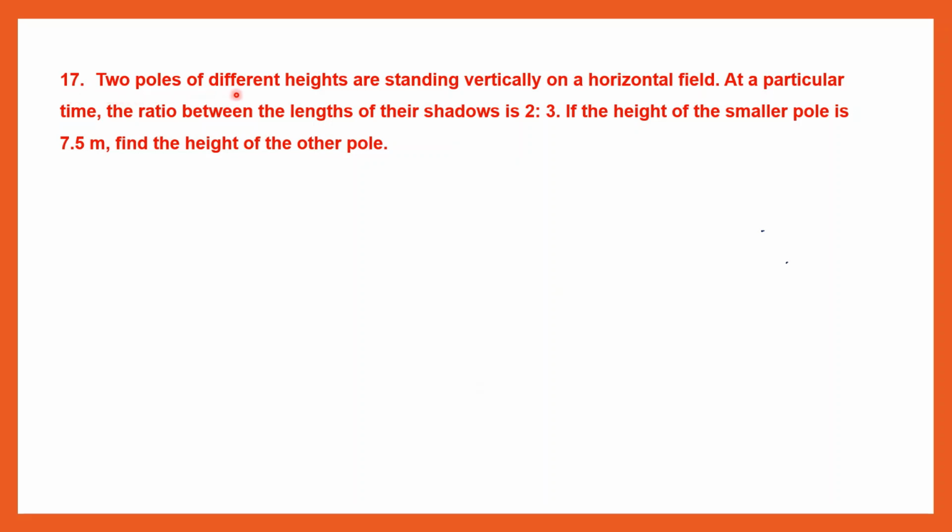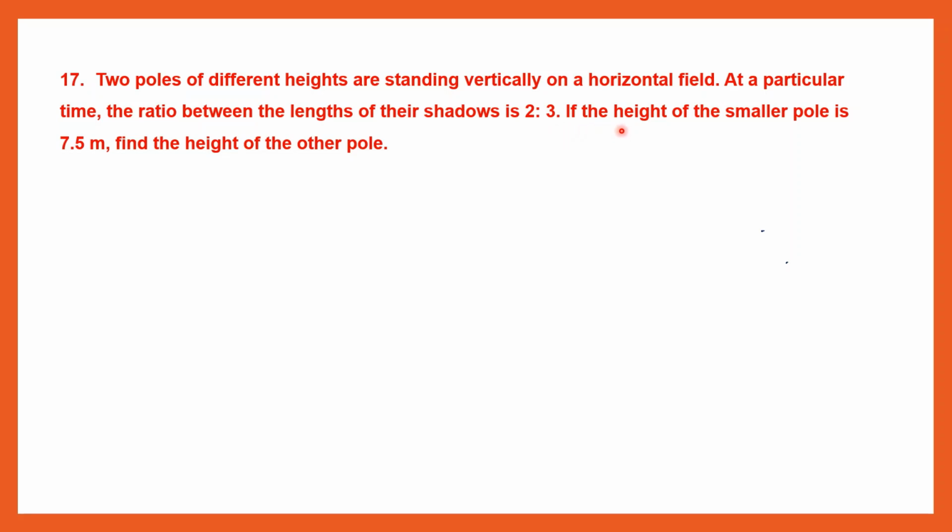Two poles of different heights are standing vertically on a horizontal field. Imagine that there are two poles standing straight up, both of different heights, standing vertically on a horizontal field. At a particular time, the ratio between the lengths of their shadows is 2:3. So at a particular time they're casting shadows, and the ratio between the lengths of their shadows is 2:3.